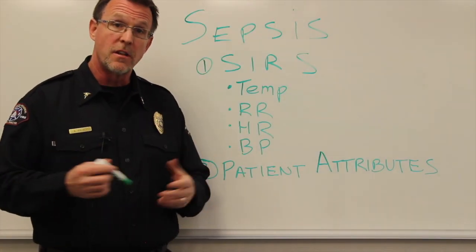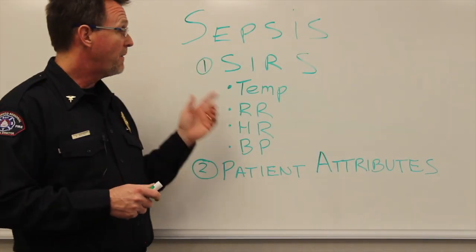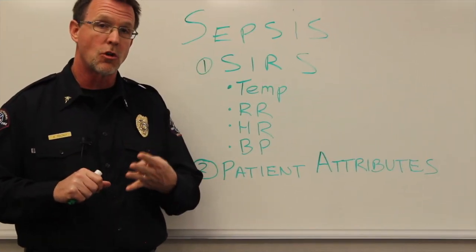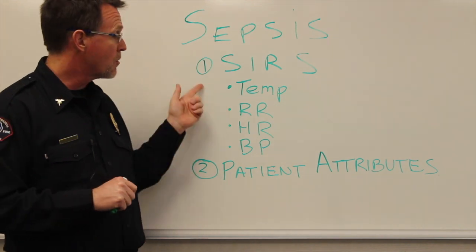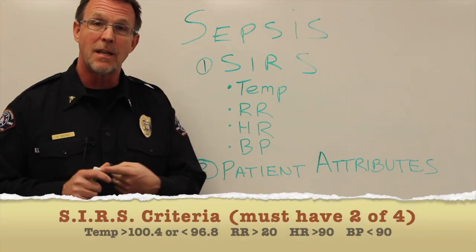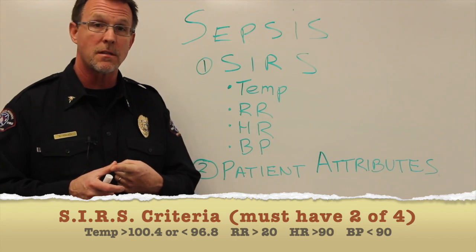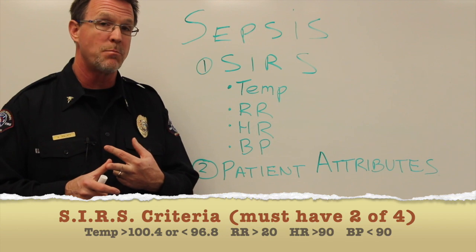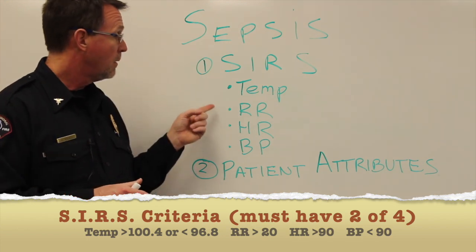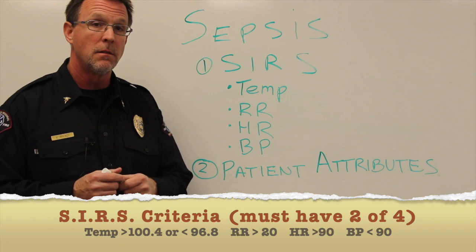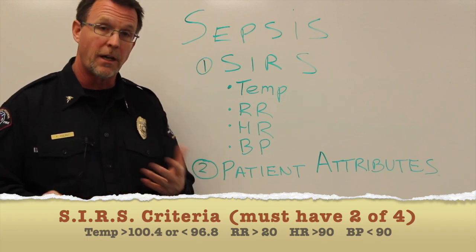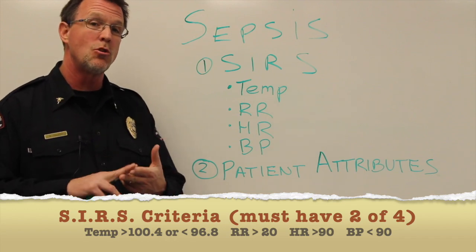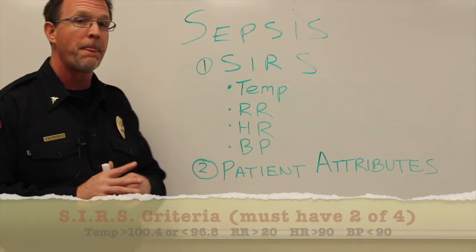For the policy portion of 8067, we have 2 key parts. Your patient has to have 2 of 4 SIRS criteria. Those 4 SIRS criteria are: a temperature higher than 38 degrees Celsius, which is 100.4, or less than 36 degrees Celsius, which is 96.8; or a respiratory rate higher than 20; or a heart rate higher than 90; or a blood pressure less than 90. So your patient has to have 2 of 4 of those criteria.